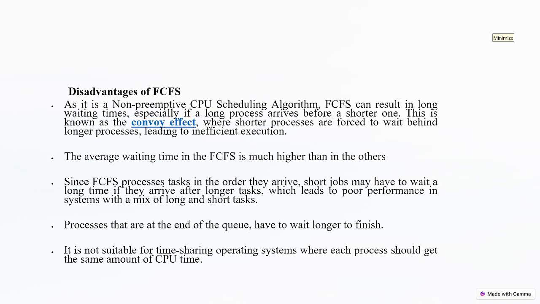So that's all about FCFS scheduling. In the next video I'll show you what SJF scheduling is, and how it runs in the CPU.